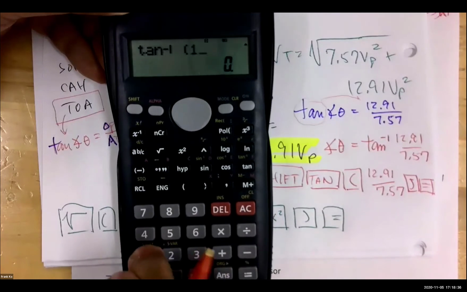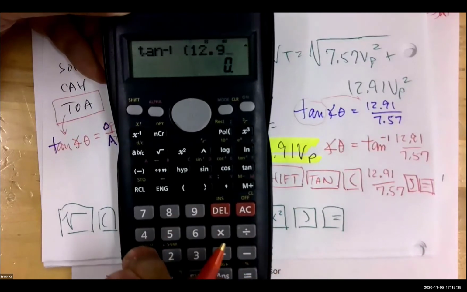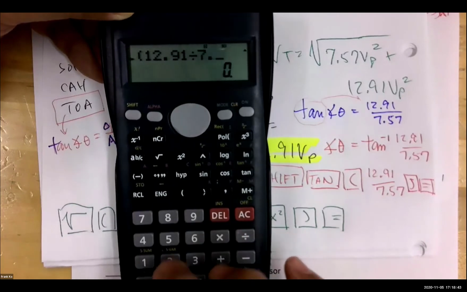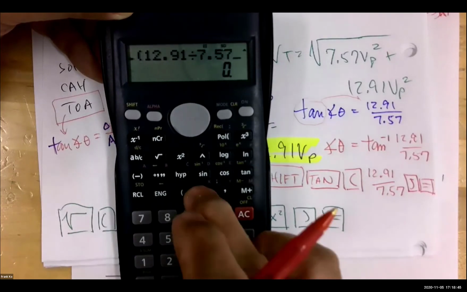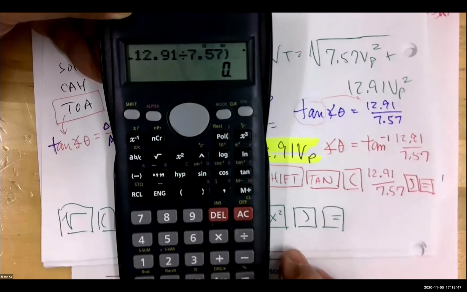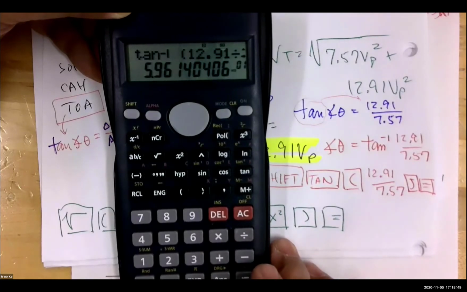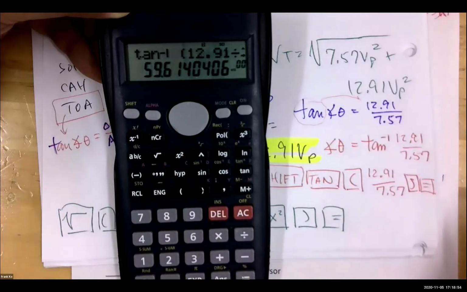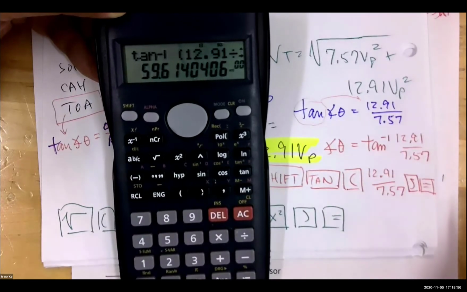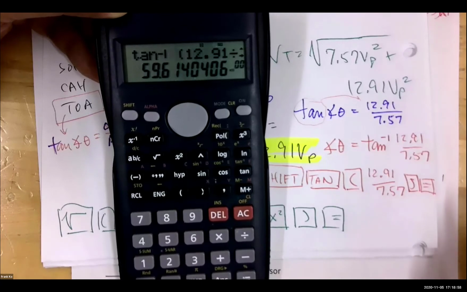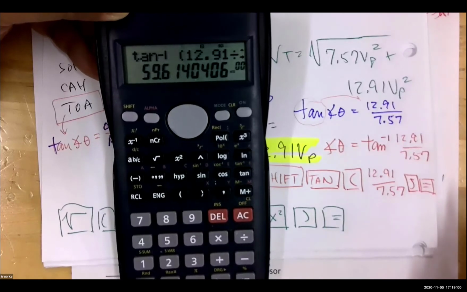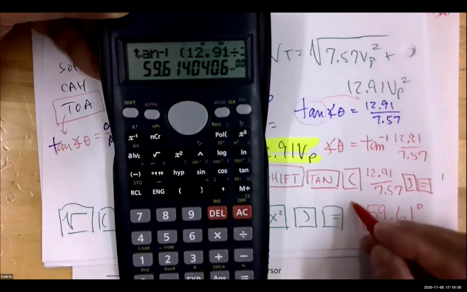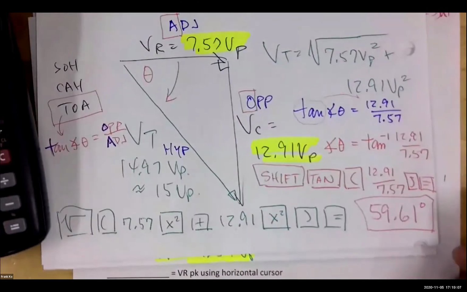So I will do 12.91 divide by 7.57, close parentheses, and now hit equals. And I will hit engineering. And how many degrees does this show me? 59.61 degrees. So we're almost there.